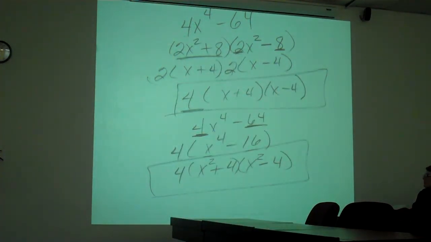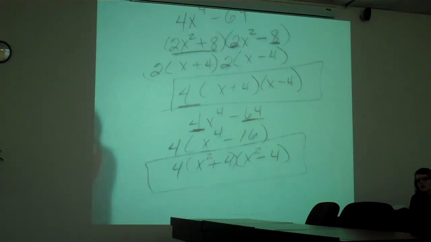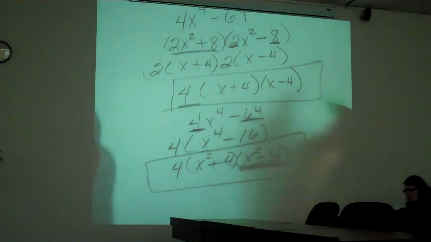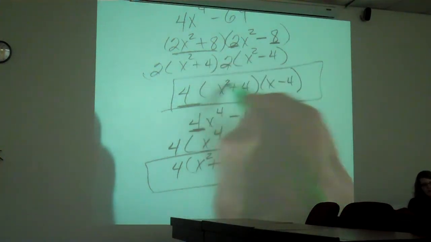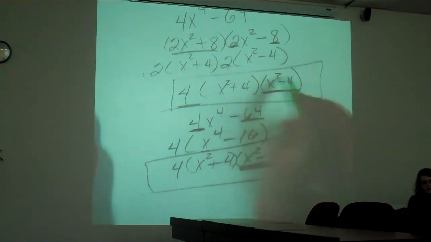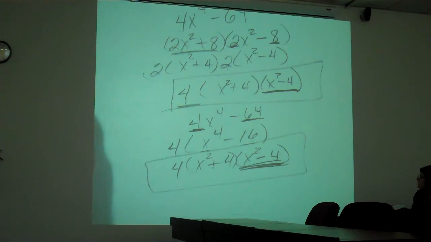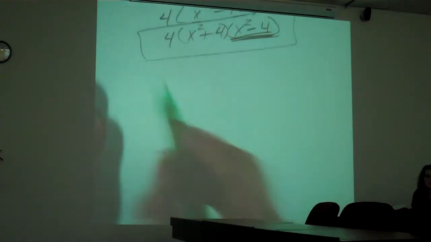Okay, so let's get rid of this whole thing. Sorry. Because this part right here, x squared minus 4, is still something that can be factored farther. So let's start all over.